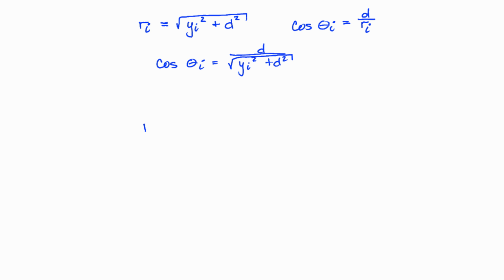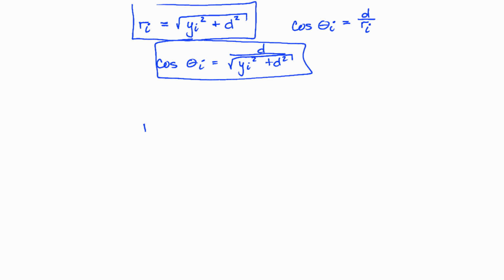So I'm going to take my cosine theta sub i equation here and my r sub i equation here and plug them in for my E sub i x equation. So that means the only variable I'm going to end up with is going to be y sub i. Alright, plugging in for r sub i squared, so I get y sub i squared plus D squared.